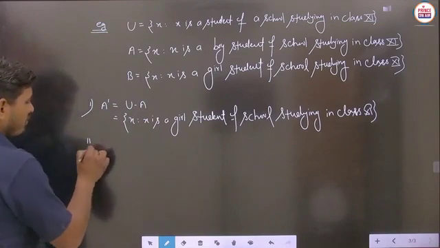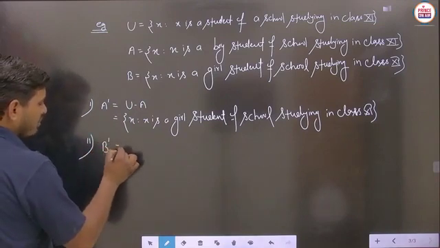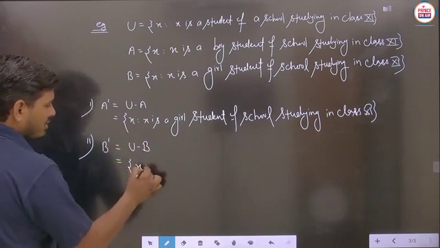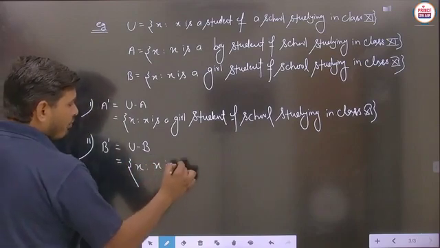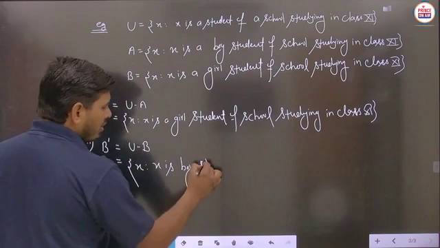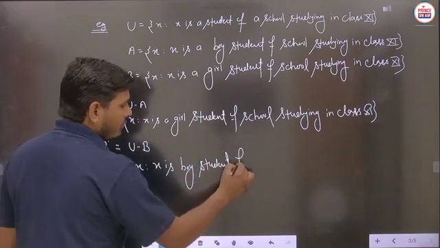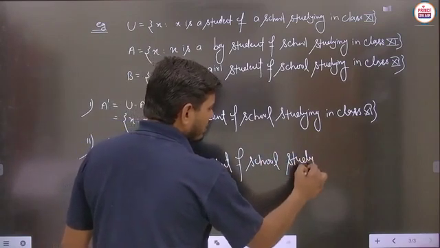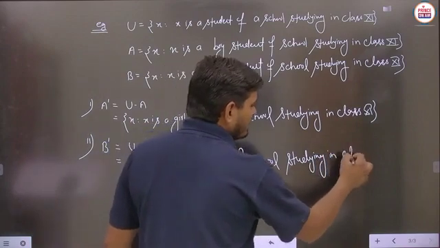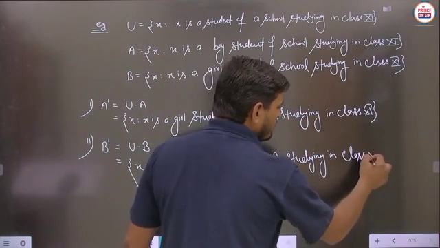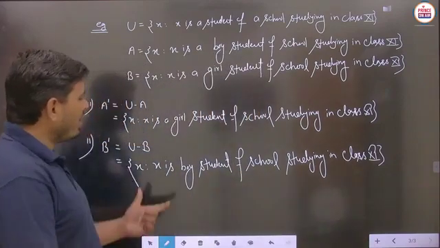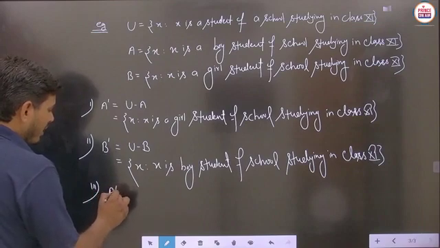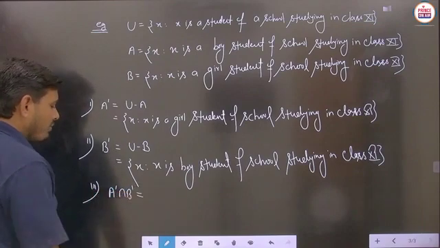Now students, suppose we have to calculate B complement, then what should be the answer of B complement? This can be represented as U minus B, and here you can say that this is X such that X is a boy student of school studying in class 11th. Is it to be clear? So easily student, you can give the answer of B complement, and similarly you can also provide the answer of A complement intersection B complement.